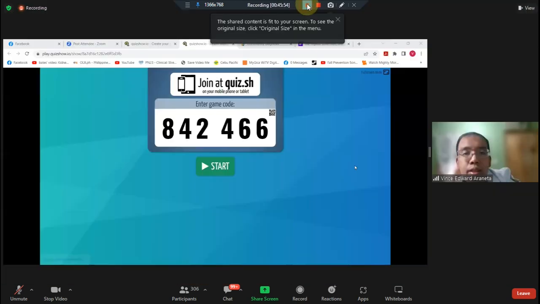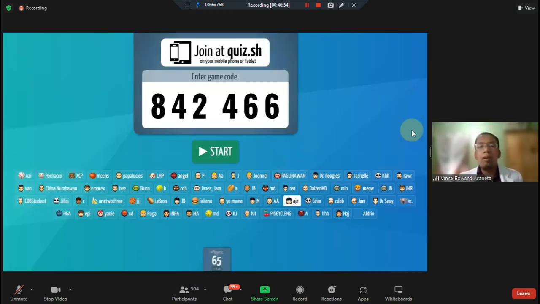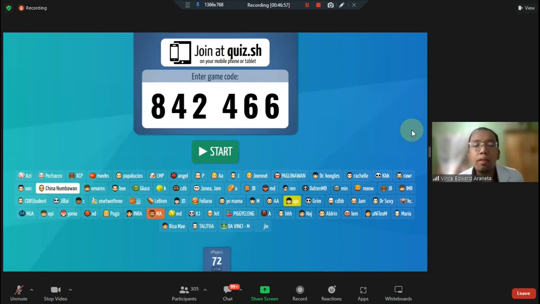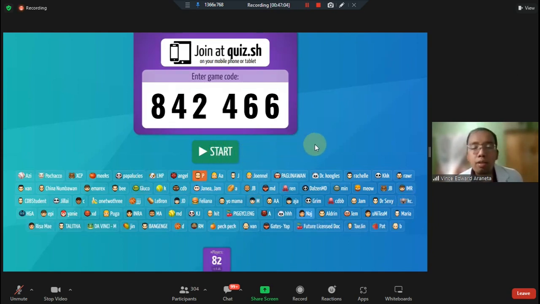This is more on the health indicators. Go to quiz.sh and enter the game code. There will be 2 minutes to join. Again, this is just a practice. While you're entering, for the rules, you can just select from the 4 choices. So it's a multiple choice question. Then select the correct answer.